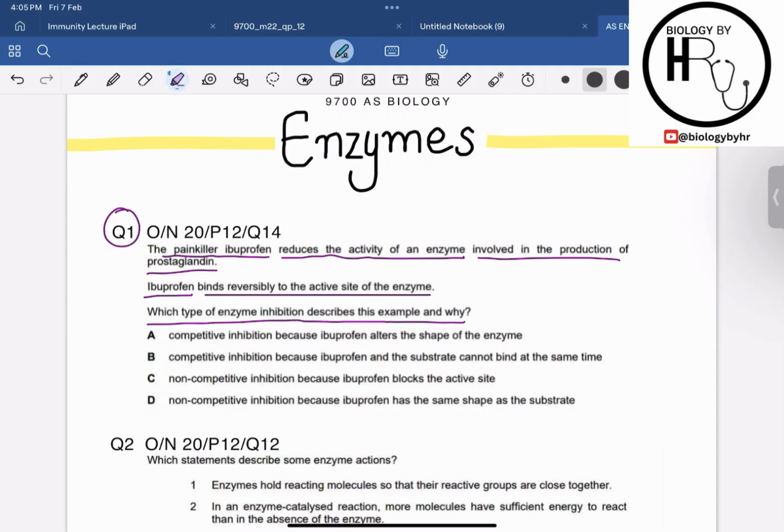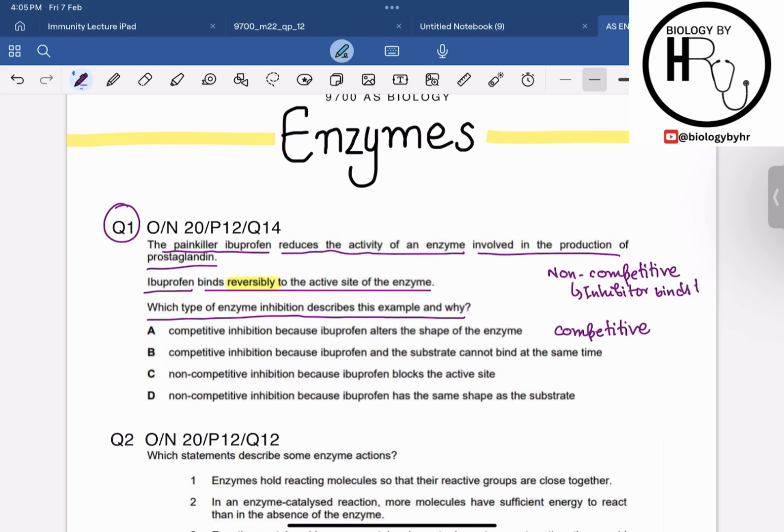Alright, so we know that it is a reversible inhibition from the question. Then we know that there are two types of inhibition. One is the non-competitive inhibition and the other is the competitive inhibition. In the non-competitive inhibition, the inhibitor binds to the allosteric site, which is the site other than the active site of the enzyme, and the inhibitor is not similar in shape to the substrate as well. These are the key points you have to remember for the non-competitive inhibition.